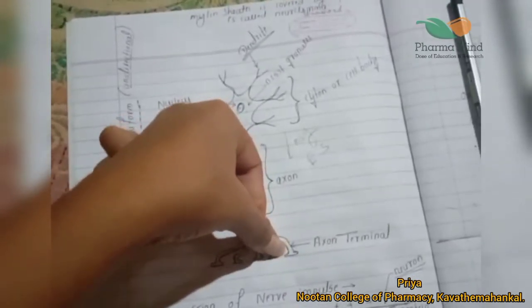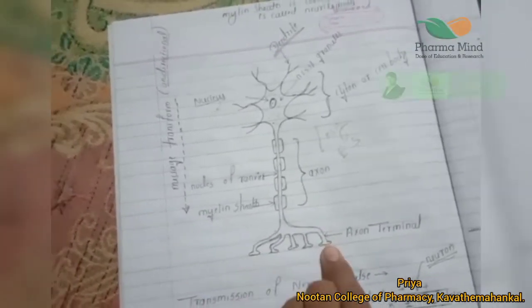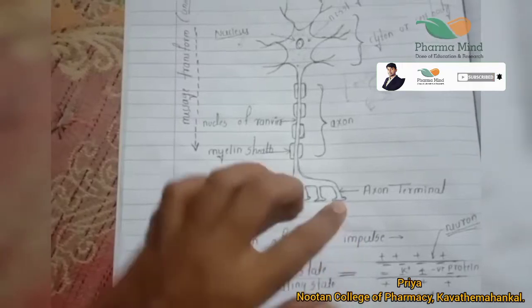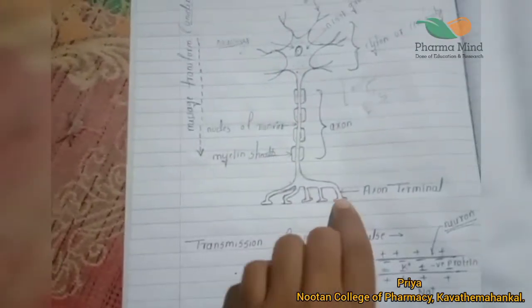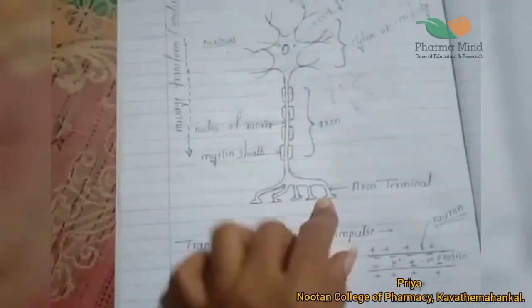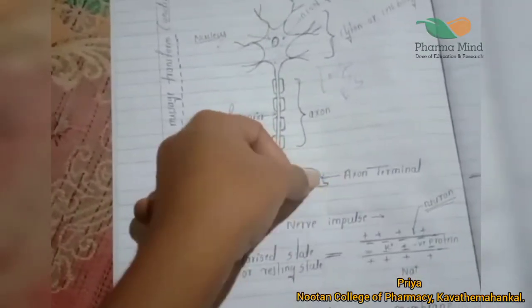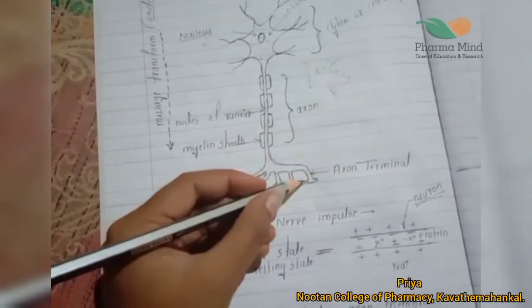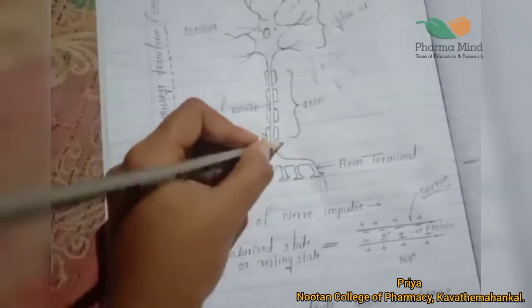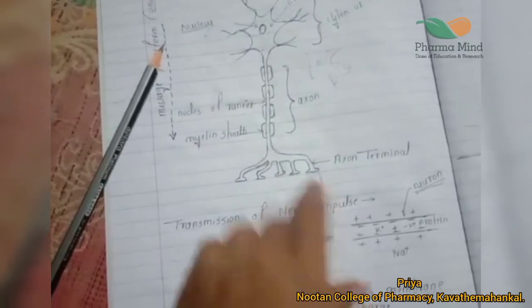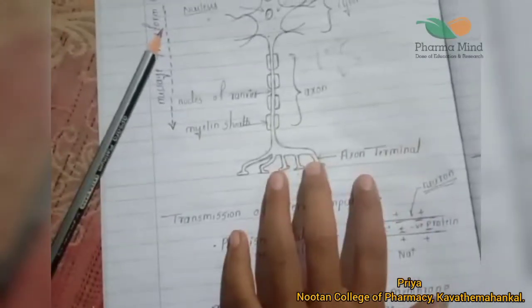You have to see that there is a small rounded structure, called the synaptic knob. This synaptic knob contains chemicals, that is, neurotransmitters. When the electrical signal comes to this site, it releases the chemicals. Then the electrical signal is converted into a chemical signal, and this message is transferred to another neuron.